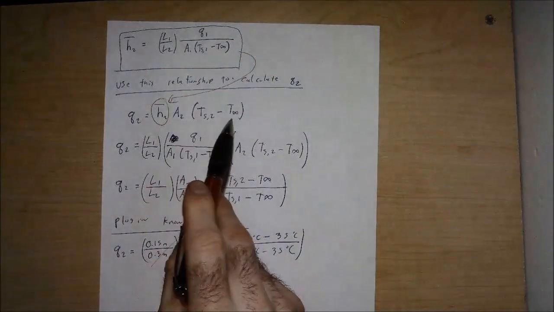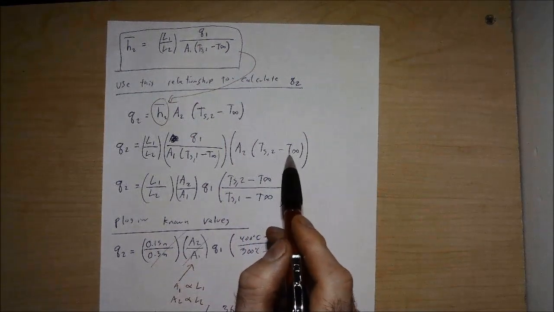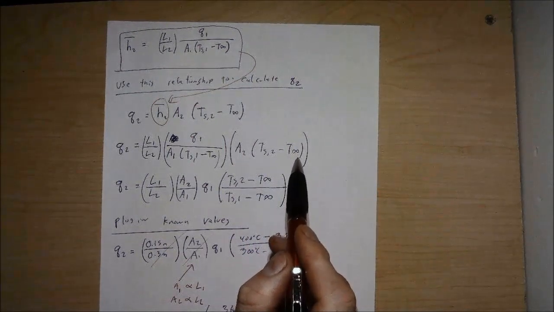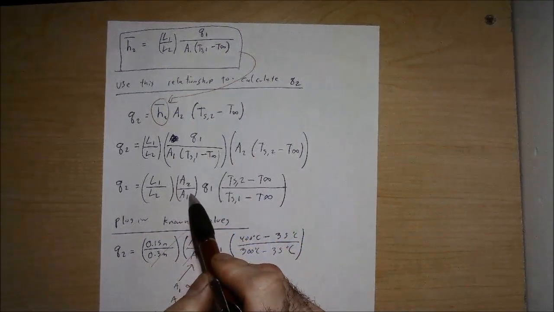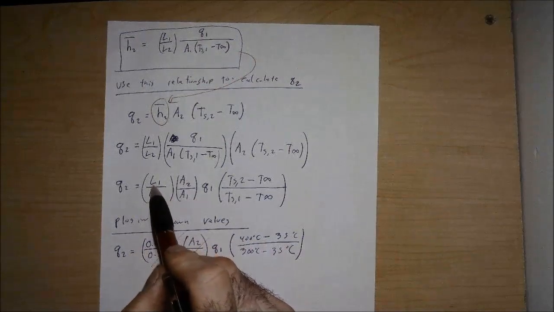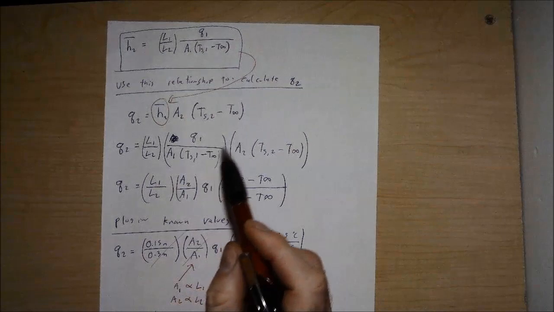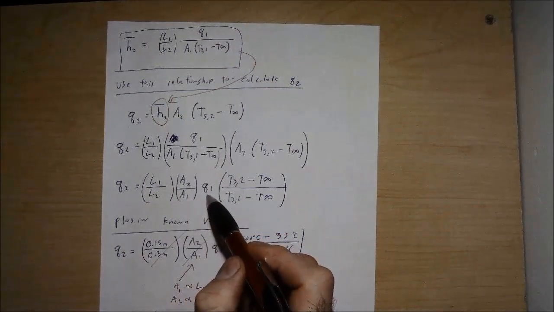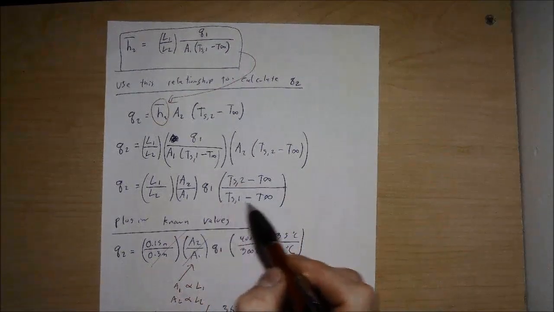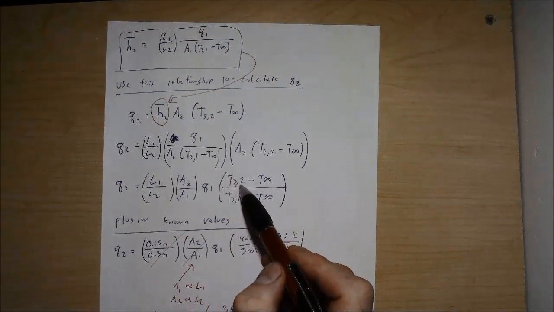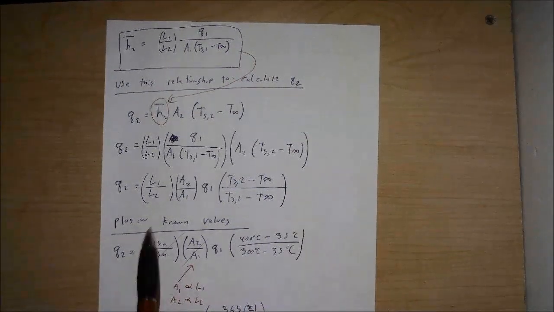Now this is times the right hand side of this equation here, which is A2 times the surface temperature TS2 minus T infinity. We can rearrange and simplify this. We can see we have our A2 over A1, pull that out in front, and we have now our L1 over L2 ratio of our lengths times the ratio of our areas, A2 over A1, times our Q1 times our temperature difference for case 2 divided by our temperature difference for case 1, where this is our surface temperature minus our ambient temperature for case 1.